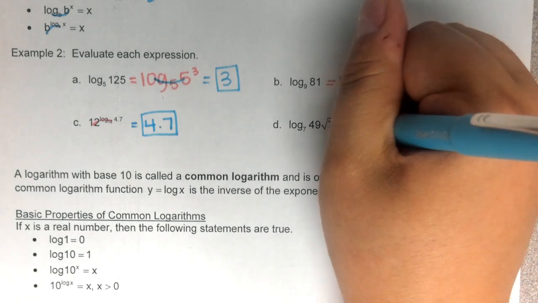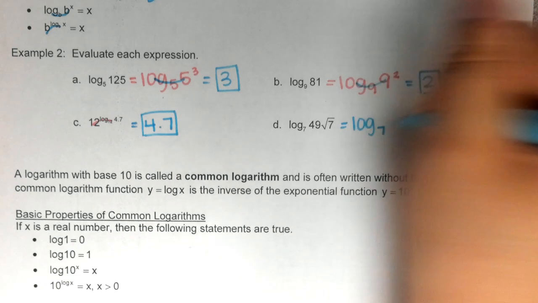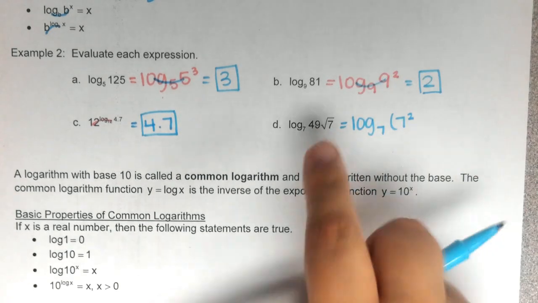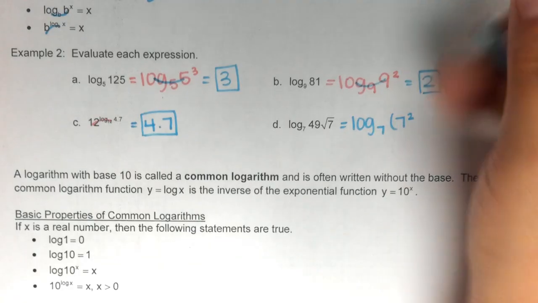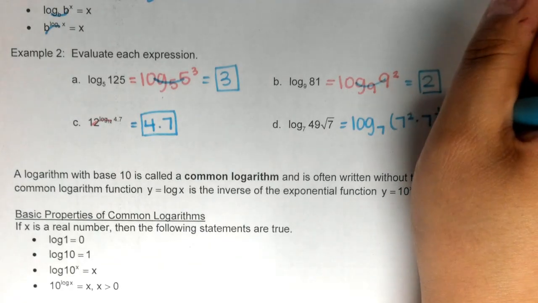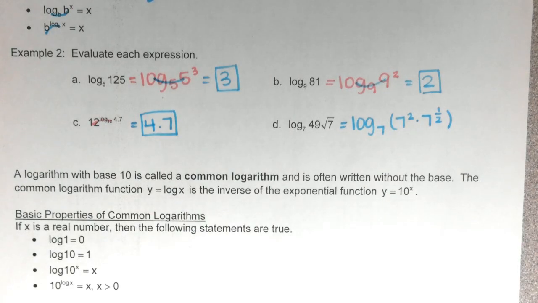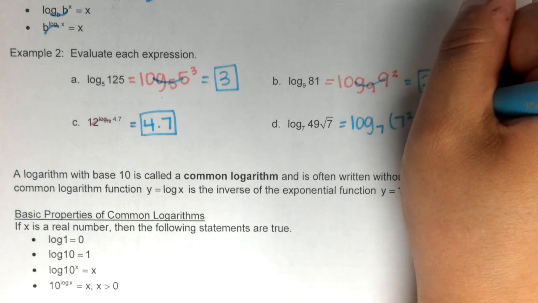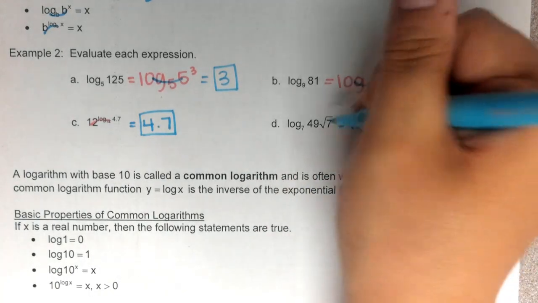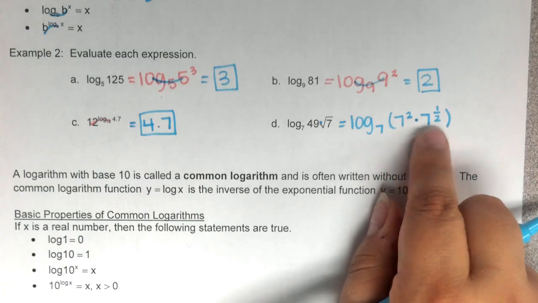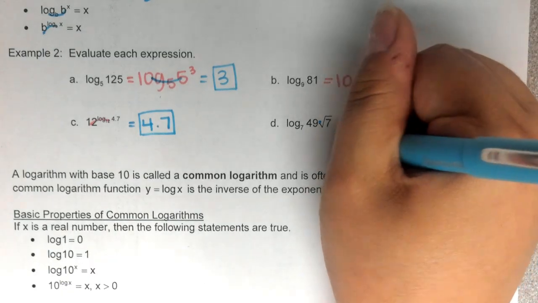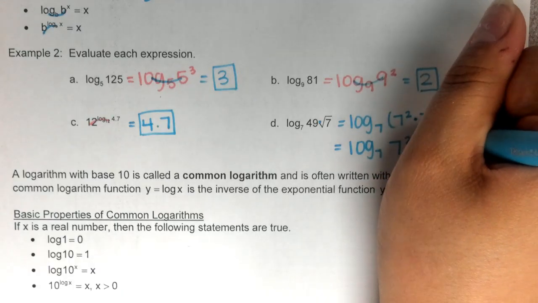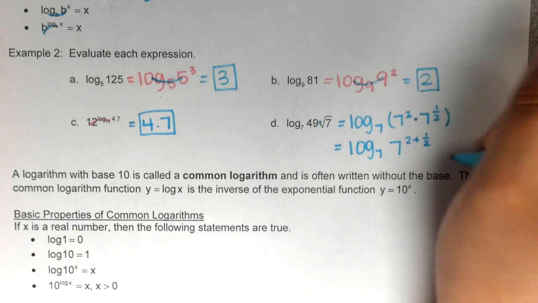Let's break this down. Log base 7. What is 49? 7 squared. What is the square root of 7? Does everybody agree that's 7 to the 1/2? Do you agree I'm multiplying these because there's not a plus sign in between them? It's multiplying. So what can I do when I have the same base? So this is going to be the log base 7 of 2 plus 1/2.